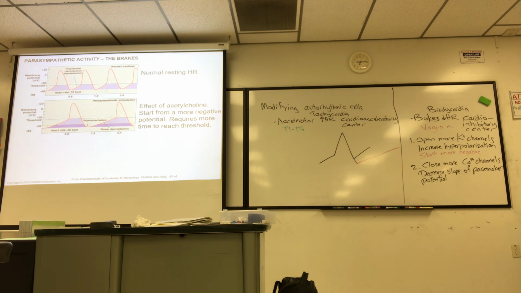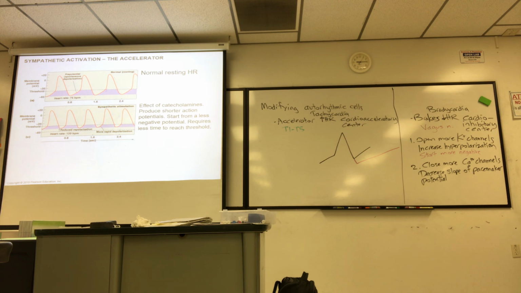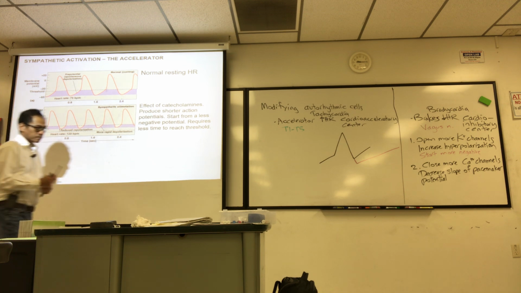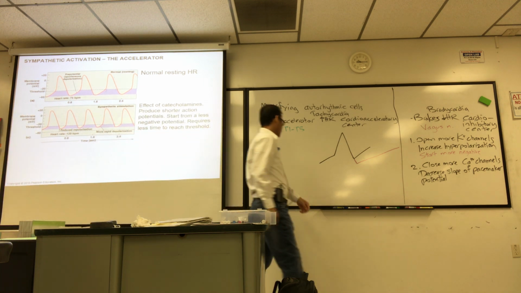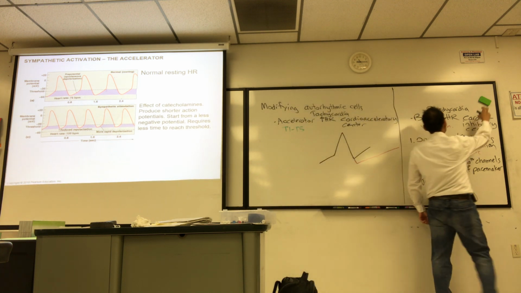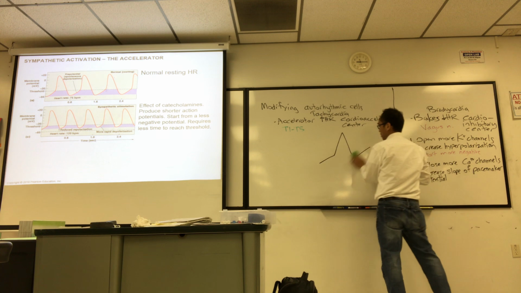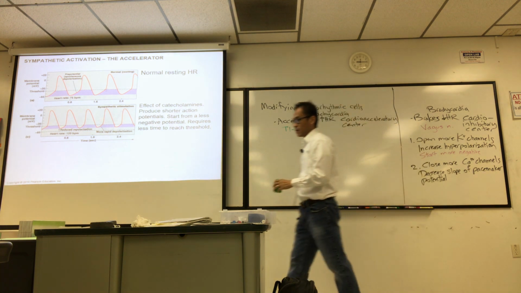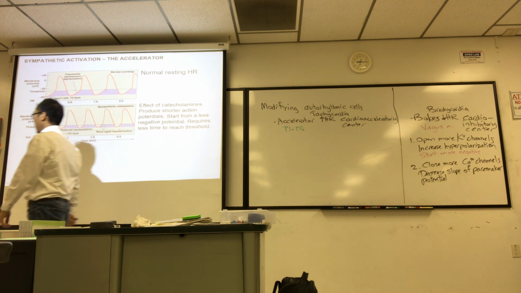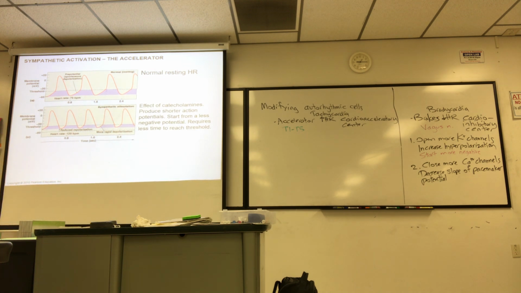Now, let's compare this picture to this picture here. This is the accelerator. You may have observed this post-exercise. If your resting heart rate's above 100, you might want to go talk to a doctor about that. But anyways, the accelerator is kind of the same couple of things in reverse. You're starting from a less negative potential, and you're increasing the slope.